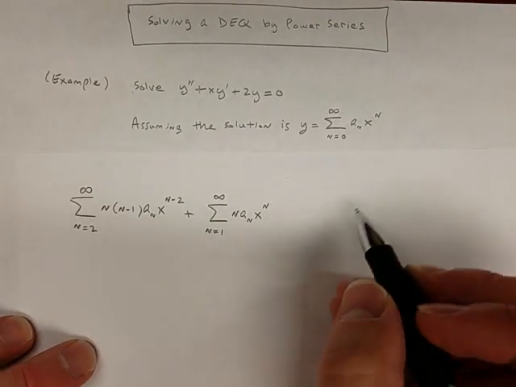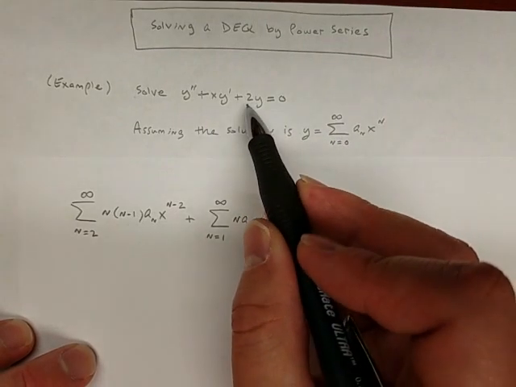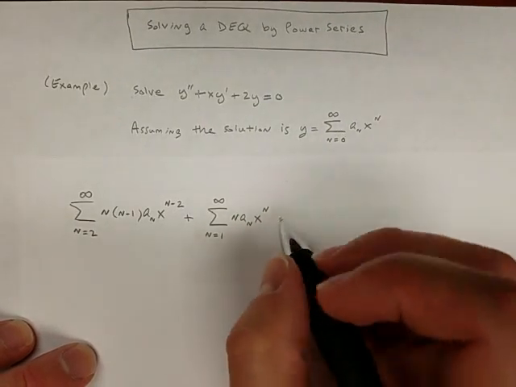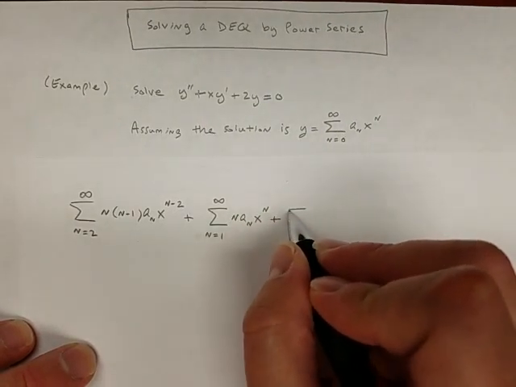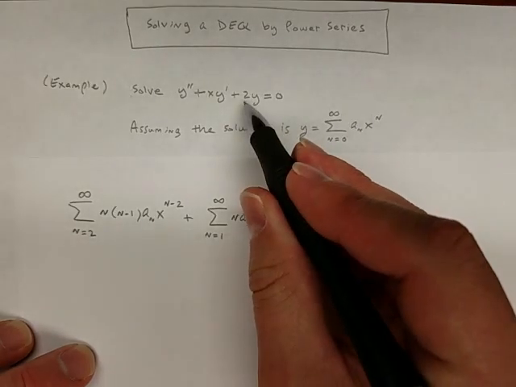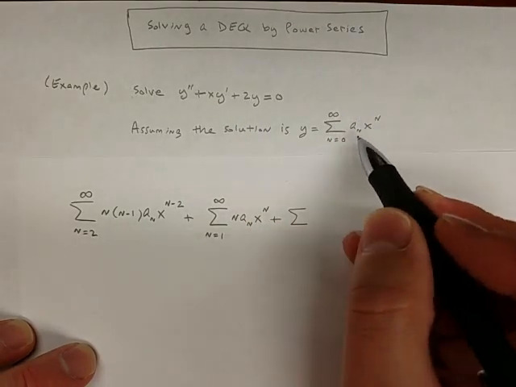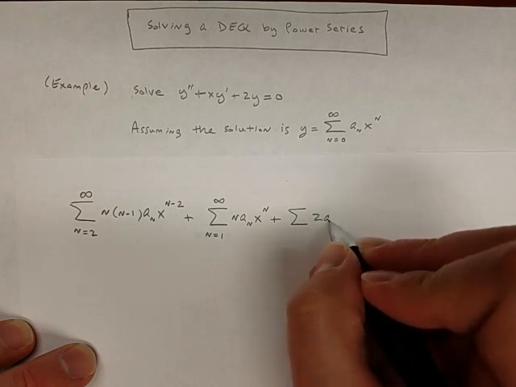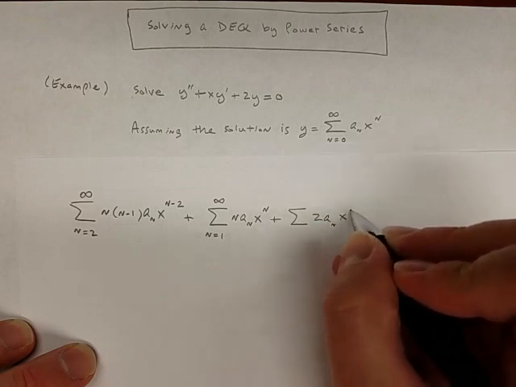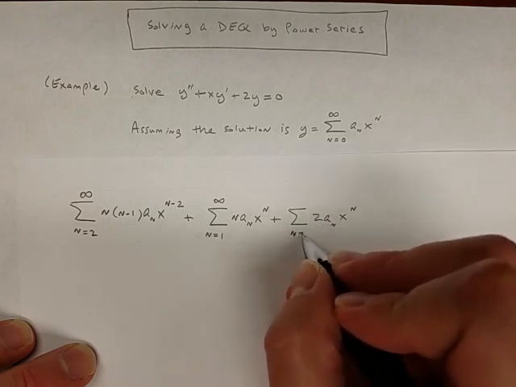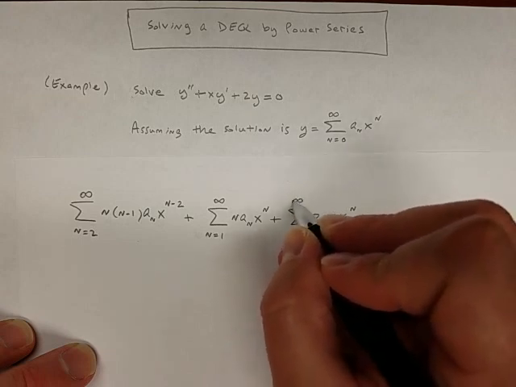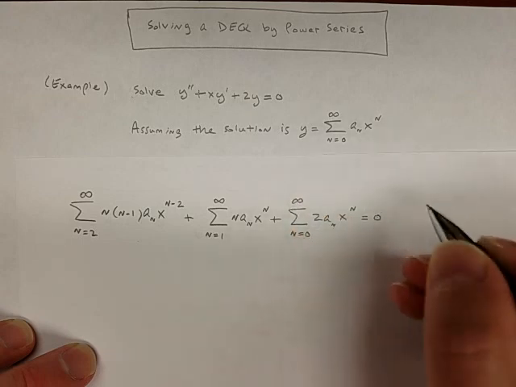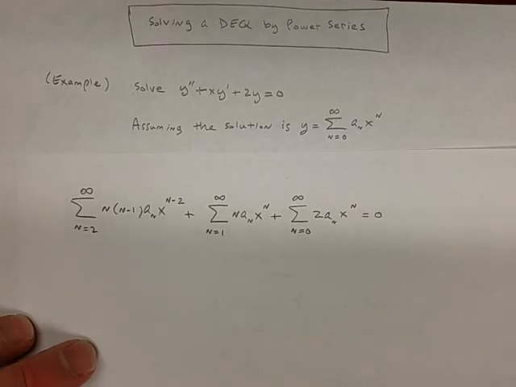All right. Plus 2y, well, that would be 2 times this. So I'm going to write it like this. So 2 multiplies every term of that series. So we'll say 2 a_n x to the n going from 0 to infinity. Okay, so that's what we're going to solve.